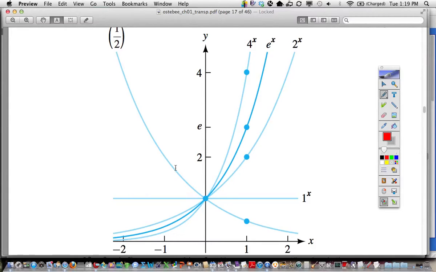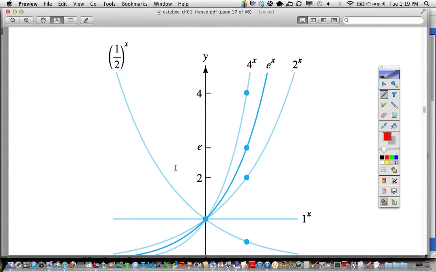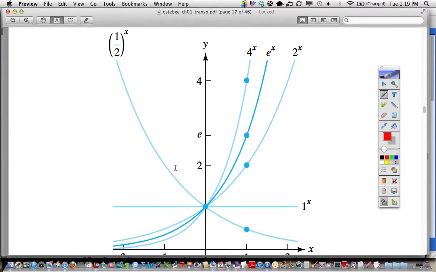Okay? Now, if you have a base that's less than 1, like 1/2 to the x power, then you get this kind of exponential decay, if you've studied that in science at all. You got exponential growth, here you got exponential decay. Now, they both have horizontal asymptotes at the x-axis. And, of course, 1 to anything is just 1, so that would just be a horizontal line.